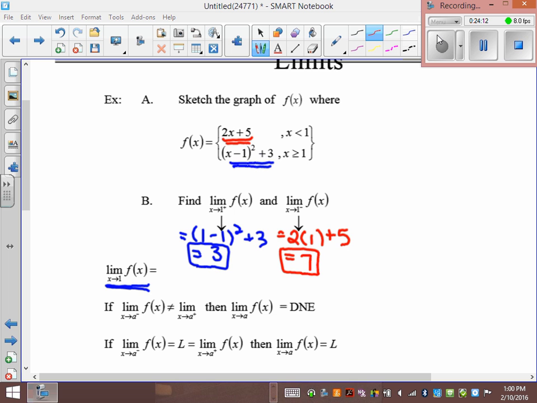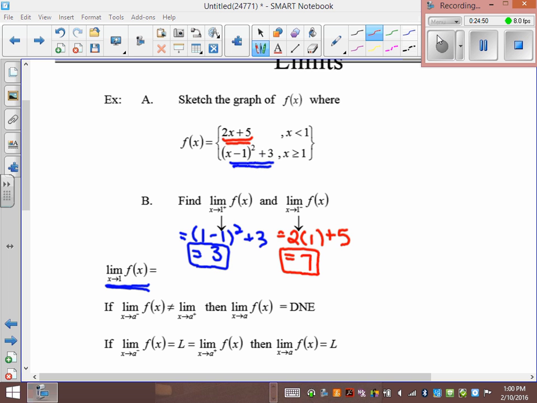Oh, no. So from the right, it's approaching 3, and from the left, it's approaching 7. Some people will tell me, well, it's approaching the same. No. From the right, it's approaching 3. From the left, it's approaching 7. Are they approaching the same thing? No. Is there a discontinuous part in this graph? Yes. So the limit at 1, what? Does not exist. Because from the right, it's approaching 3.